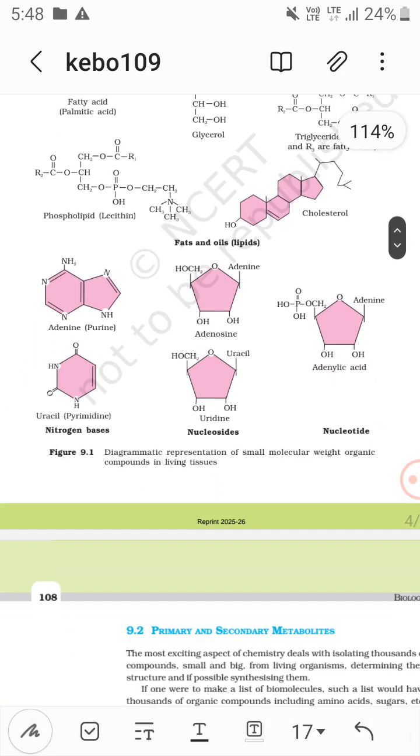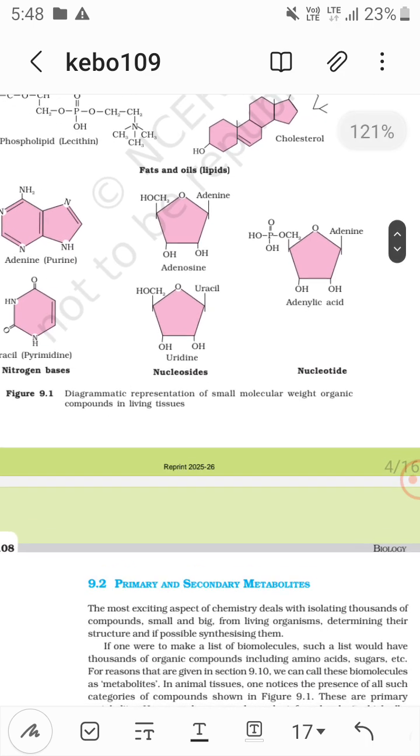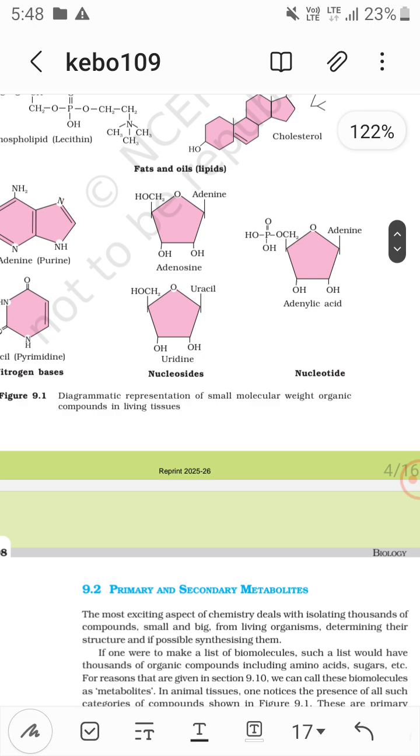And then adenine, that is a purine, two heterocyclic rings are present. Then adenosine, that is adenine and a sugar is present. And then adenylic acid, a phosphate group is also present, phosphate group and nucleoside.